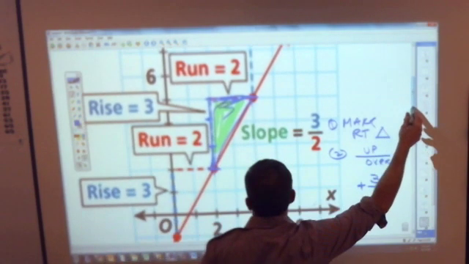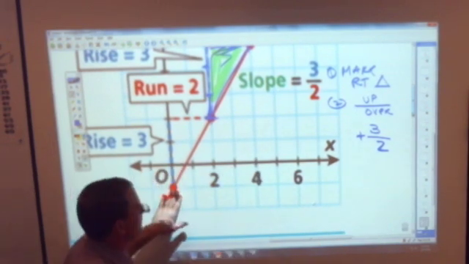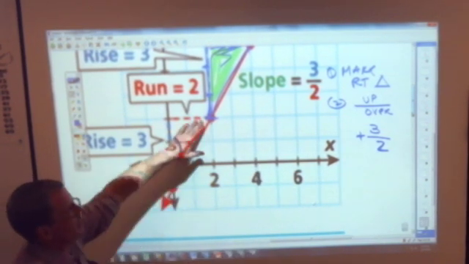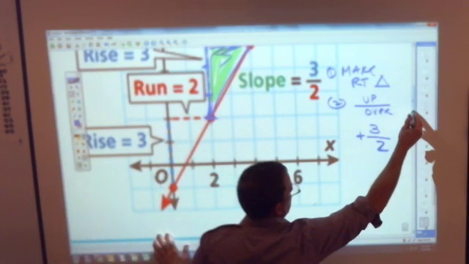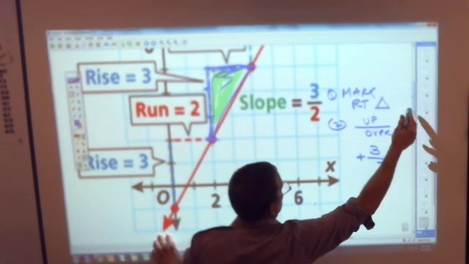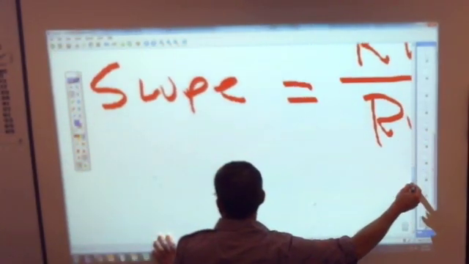Did they give me another one? No. Yeah, you see, and it doesn't matter where you make the triangle. You can make it down here because there's 2 points on there. You could make it a huge triangle. You'll still get the same answer. Let's go down here.